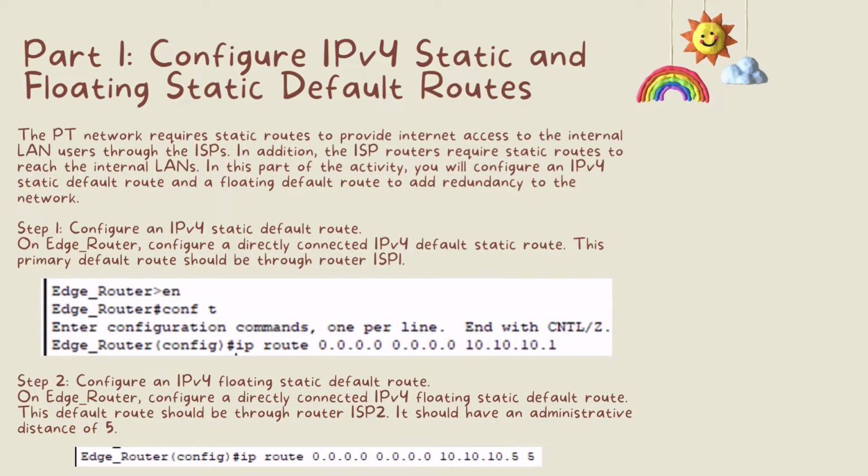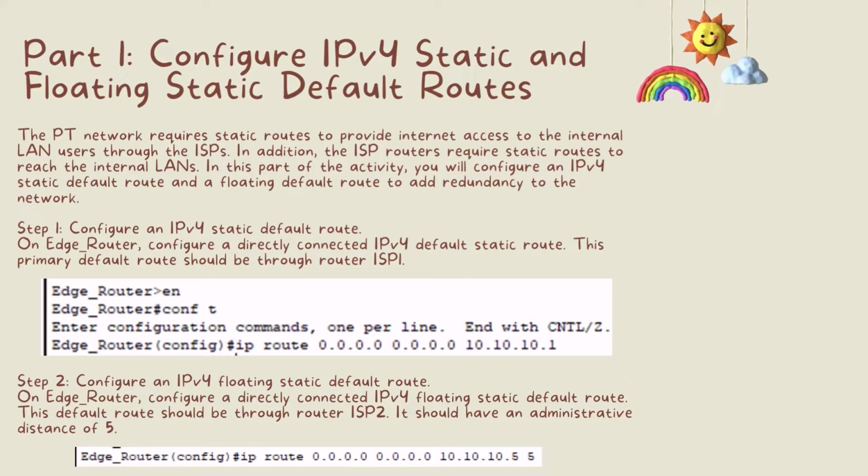The PT network requires static router to provide the internet access to the internal LAN user through the ISPs. In addition, the ISP router requires the static to reach the internal LANs. In this part of the activity, you will be configuring an IPv4 static default router and floating default router to add a redundancy to the network.